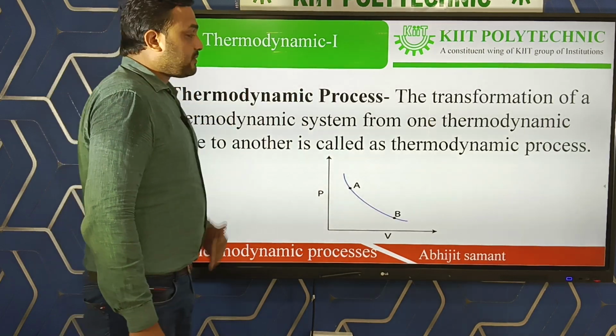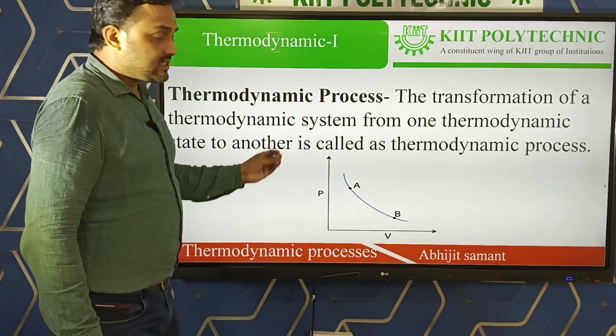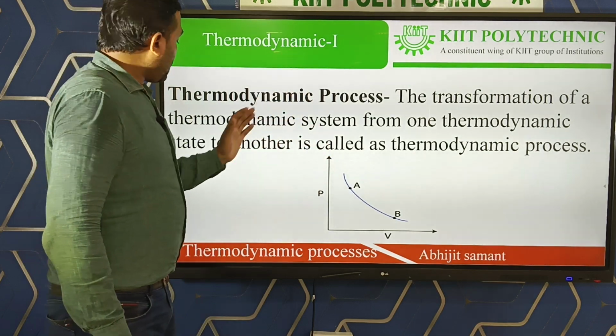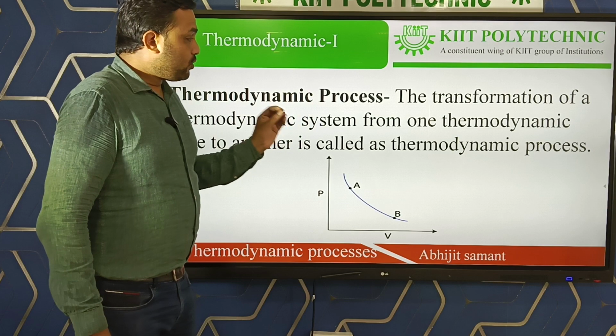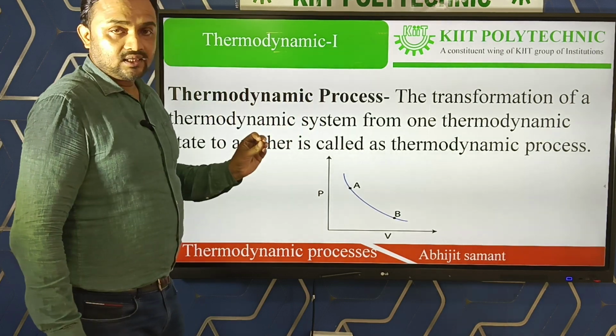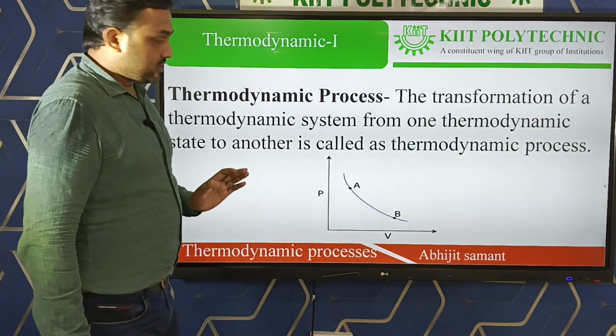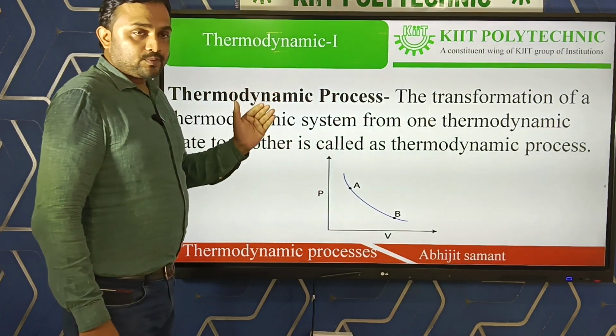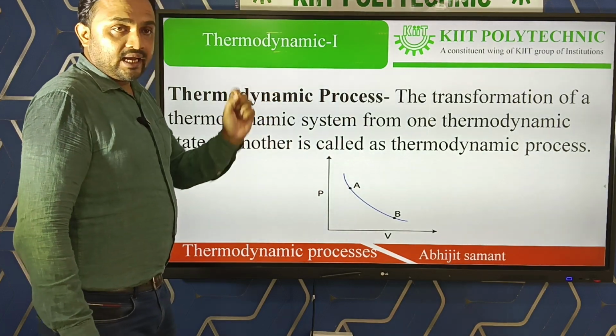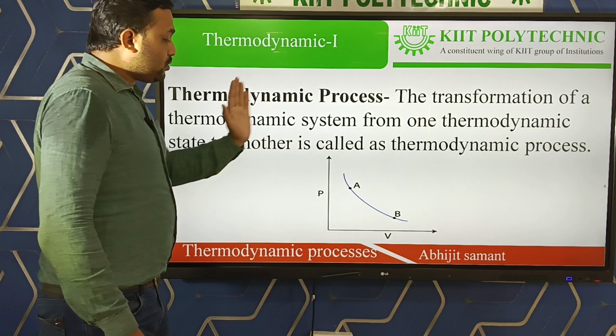Okay, so let us discuss thermodynamic processes. The definition says that the transformation of a thermodynamic system from one thermodynamic state to another is called a thermodynamic process. So in a thermodynamic process, the system changes its state from one to another.